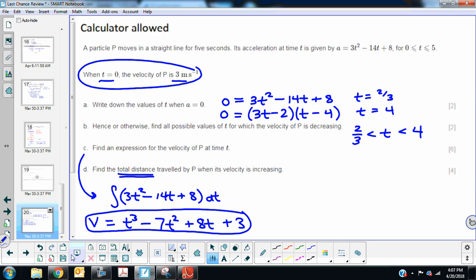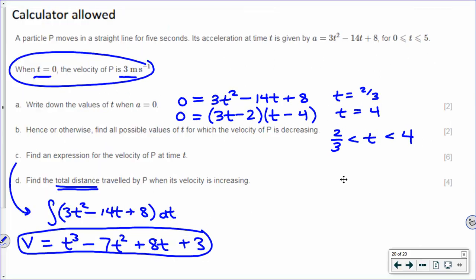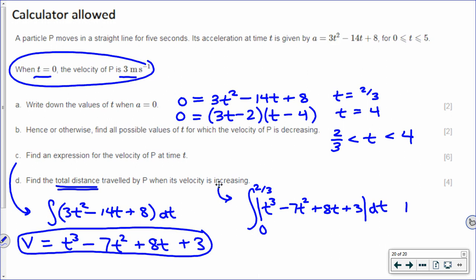So we're actually doing 2 definite integrals for this question, which is kind of fun. So we're going to have to set them up on our own, but then we can use the calculator to evaluate them. We're going to do the definite integral from 0 to 2/3 of this velocity function that we just found. And remember to put absolute value around it when you're using the calculator to evaluate a numeric integral, t cubed minus 7t squared plus 8t plus 3. Plus, because we want to know the total distance traveled by p when its velocity is increasing, 4 to 5, and it's the same function in absolute value.